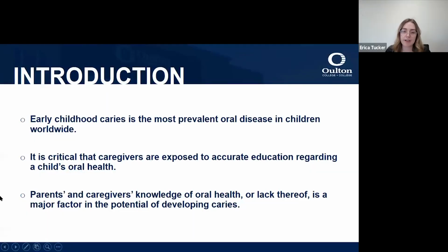So early childhood caries is the most prevalent oral disease in children worldwide. It is critical that caregivers are exposed to accurate education regarding a child's oral health. With this proper education, it can help prevent caries and also help educate children and their caregivers. So when parents and caregivers have this knowledge of oral health, or if they have a lack of oral health education, this can play a major factor in the potential of developing caries.